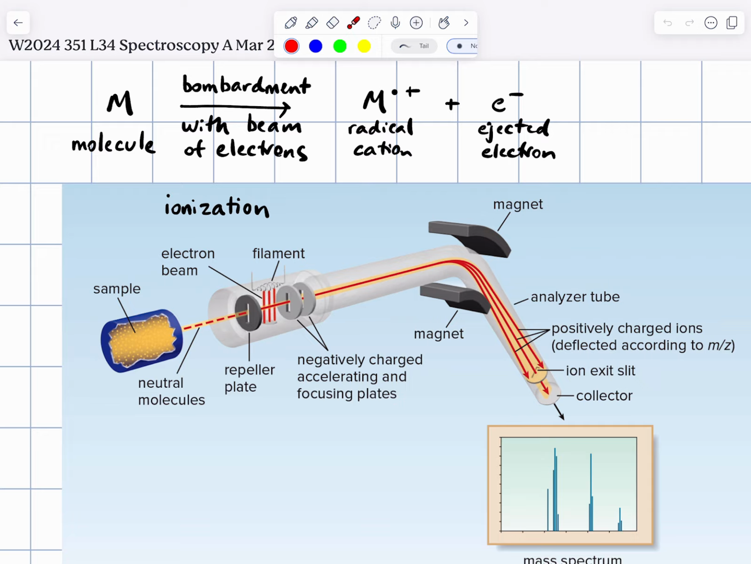Where does that electron get ejected from? I mean, the best guess would be from the HOMO, but it's not always that way. And the ejected electron goes somewhere. What you're left with is the radical cation.